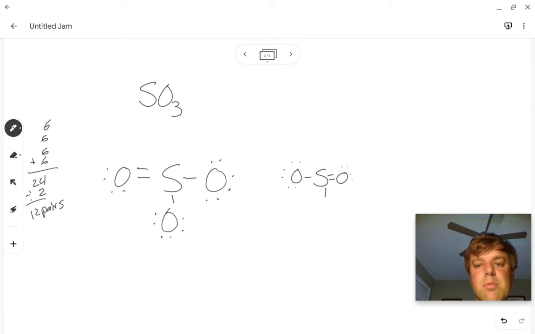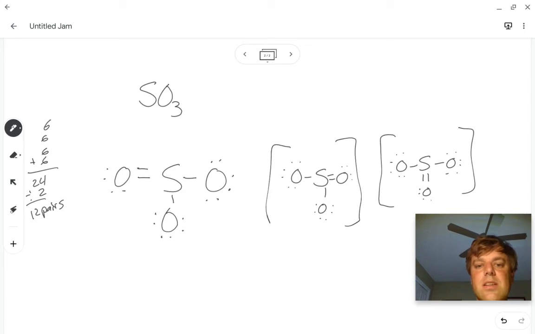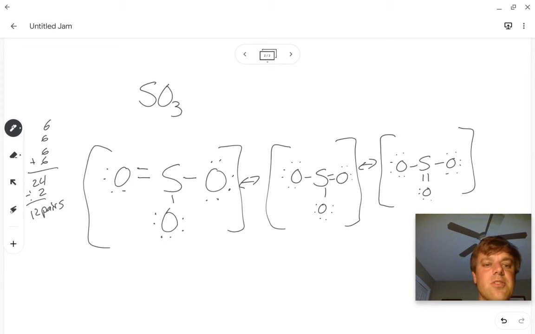So we've got the double bond on the right-hand side. And then we could also draw the double bond on the bottom. Put some brackets around it, and draw some arrows in between. And these are the 3 resonance structures for the SO3 molecule. And you'll never have to draw more than 3 resonance structures in this class.